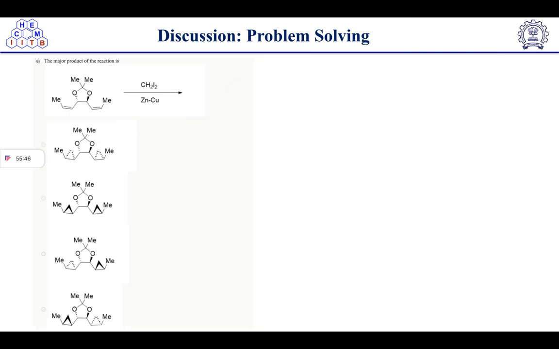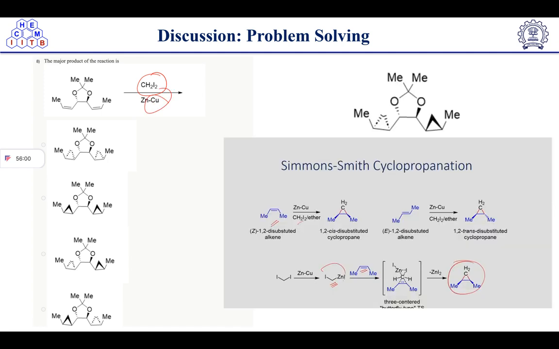Now the next question is, the major product of the reaction is. So in this case we have iodomethane and zinc copper. So here this is a Simmons-Smith cyclopropanation reaction. So this is a concerted reaction. Here you can see that we have a Z alkene. On a Z alkene, the 1,2 substituted product is formed. So here we can see the three-centered concerted transition state, and that's how we are getting cyclopropanation.